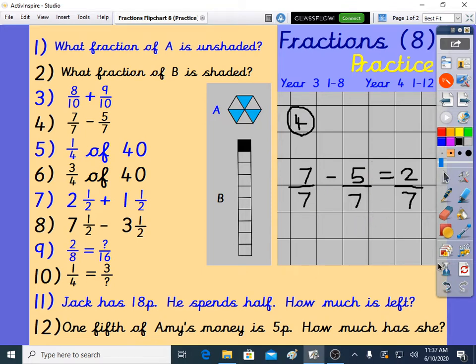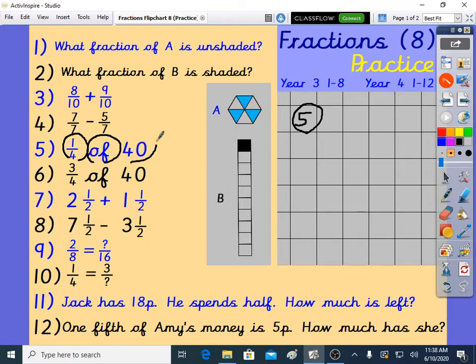That was question 4. We're on question 5. We call these fractions of a quantity because they're a fraction and an of and a quantity, which is a number. 1/4 of 40. How do you find a quarter of something? You divide the something, which is 40, by 4. So here we're doing 40 divided by 4.